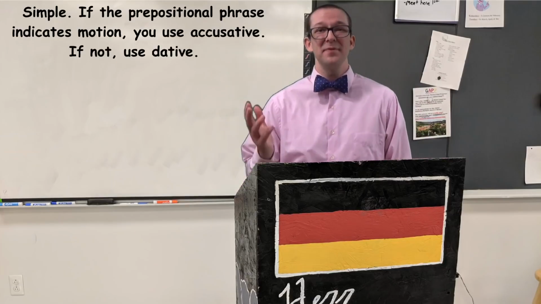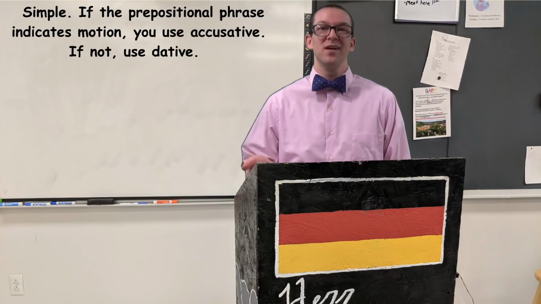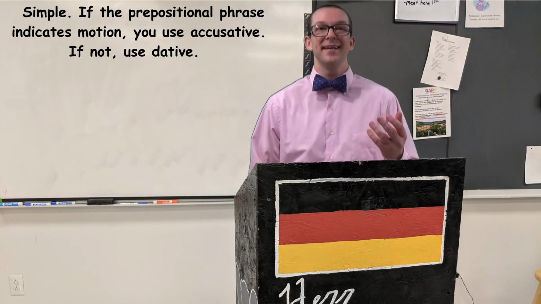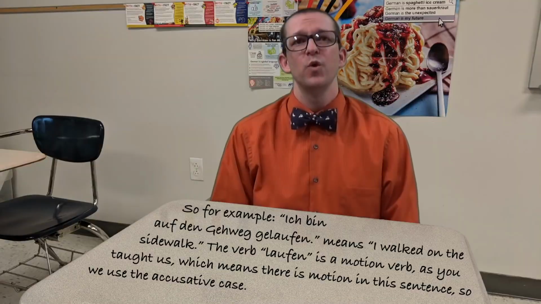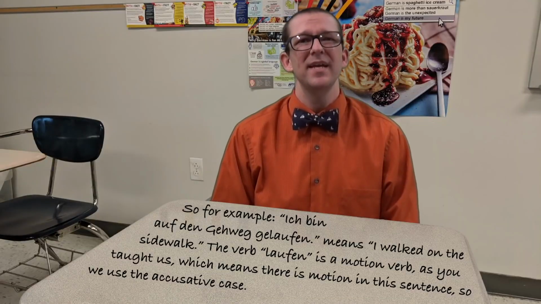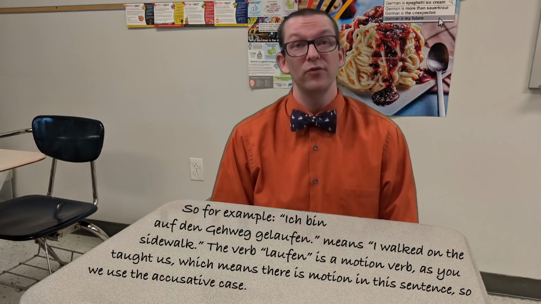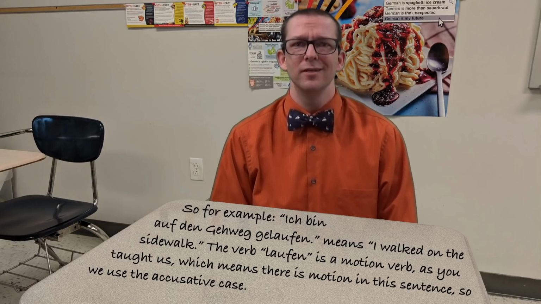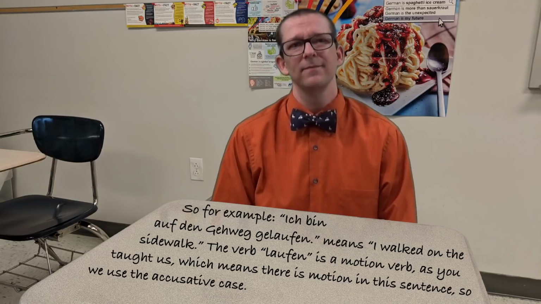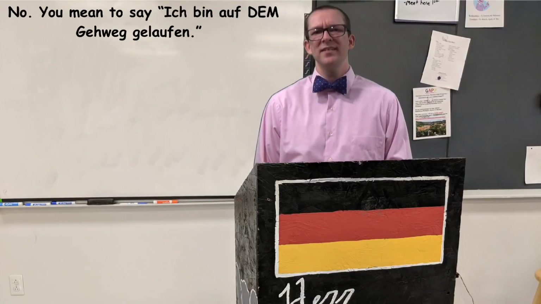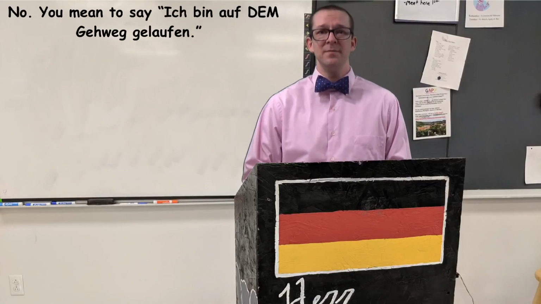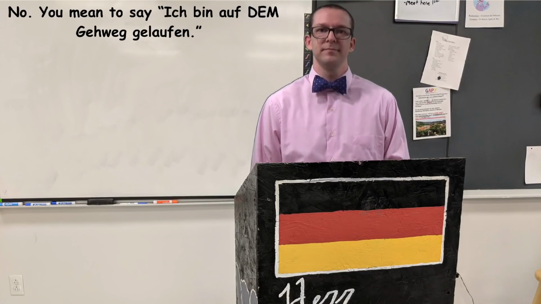Simple. If the prepositional phrase indicates motion, you use accusative. If not, use dative. So, for example, "Ich bin auf den Gehweg gelaufen" means I walked on the sidewalk. The verb laufen is a motion verb, as you taught us, which means there is motion in the sentence, so we use the accusative case. Right, Herr Lehrer? No, you mean to say, "Ich bin auf dem Gehweg gelaufen."